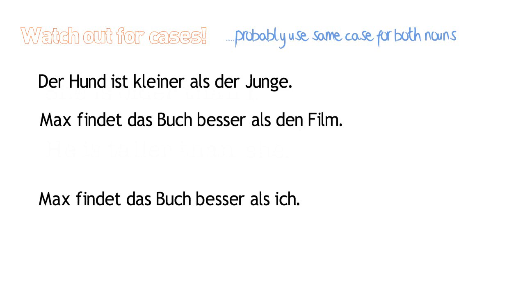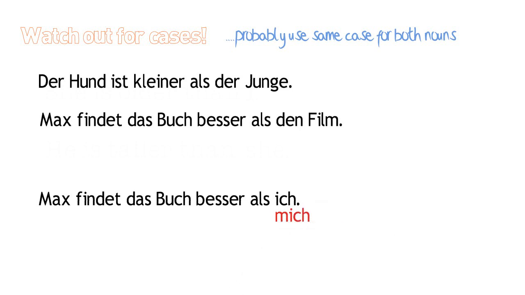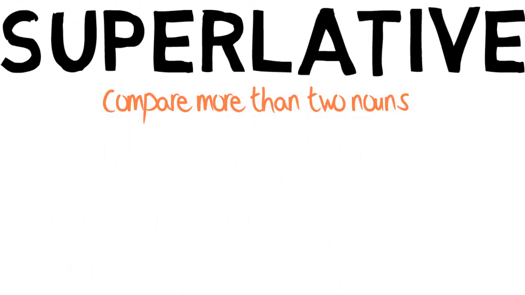But if I make that common English speaker mistake and say, Max findet das Buch besser als mich, now I'm saying that Max finds the book better than he finds me. That may in fact be true, but chances are it's not what I meant. Let's move on to superlative forms.